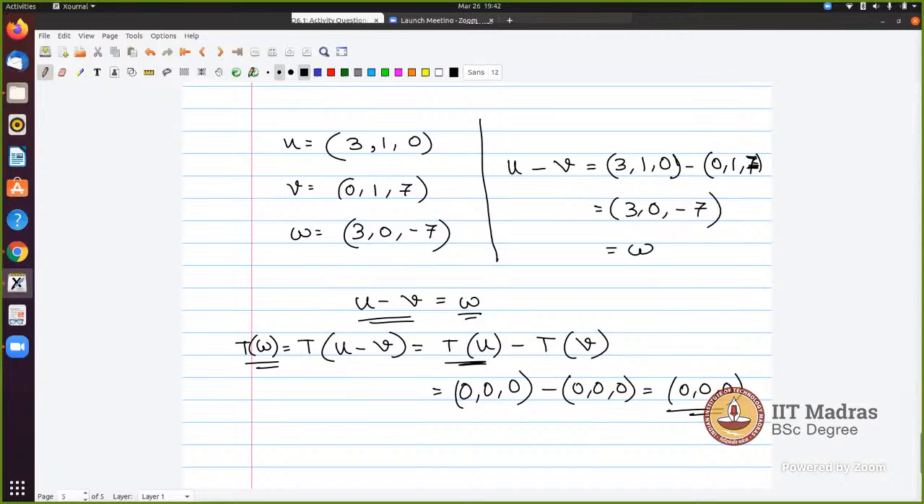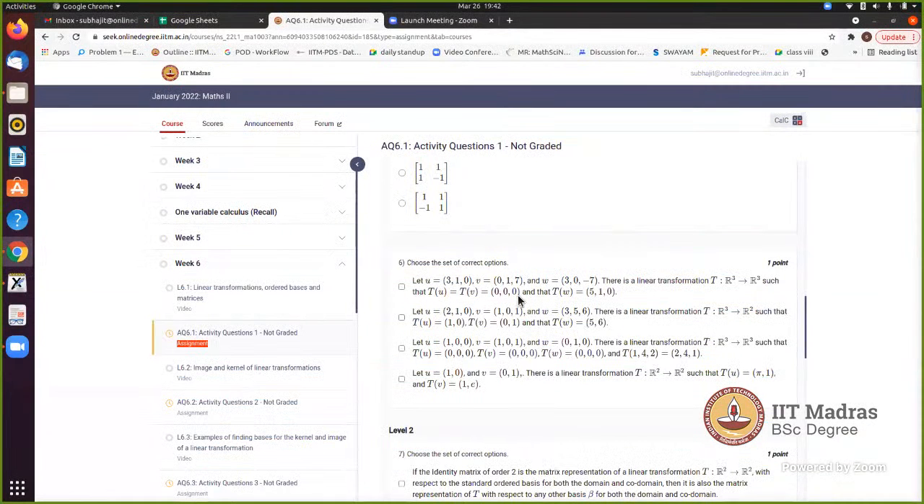Sir, how is TU equal to 0, 0, 0? It is given in the question. TU and TV both are 0, 0, 0. So there cannot be a linear transformation which satisfies all these 3 properties, that U and V go to 0 and W goes to 5, 1, 0. Because if U and V go to 0, then W also must go to 0, if T is a linear transformation. Clear?